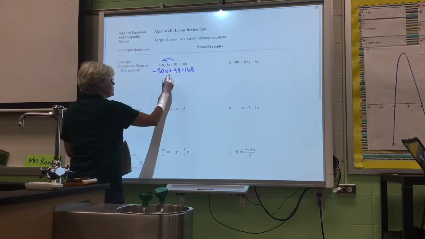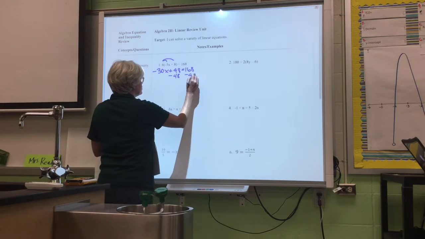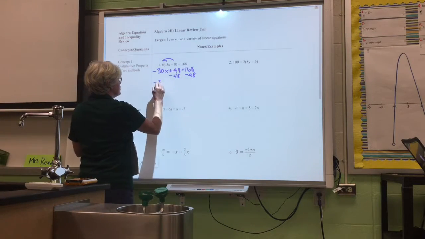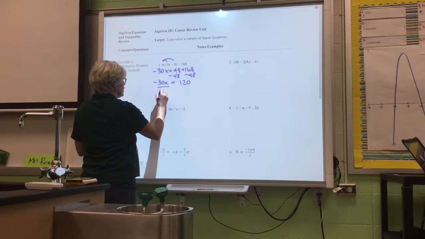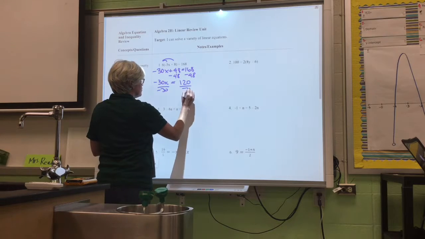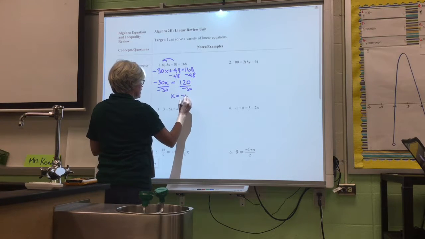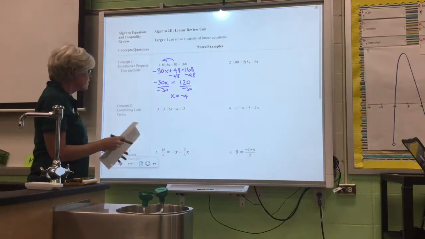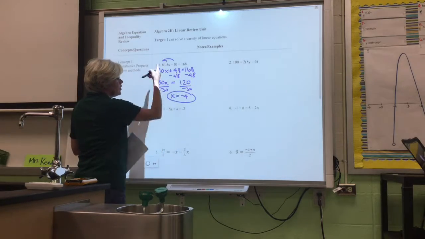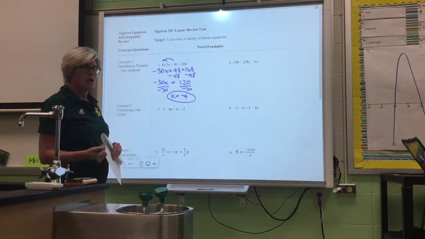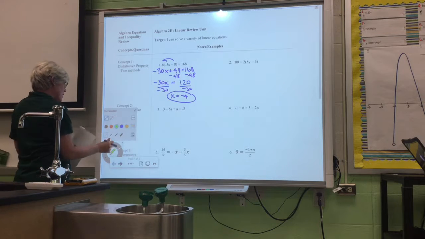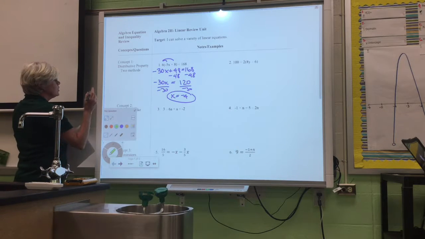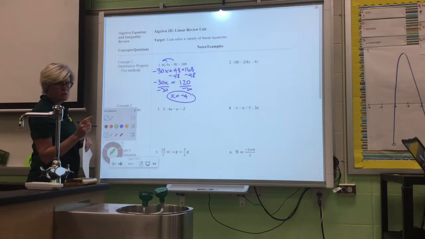We're going to subtract from both sides. And when we do that, we get 120. We divide by negative 30, and we get x equals negative 4. That's all you have to do. And I think you are familiar with that distribution property. However, the other problem I want to do a different way, because here's the deal. You don't always have to distribute.